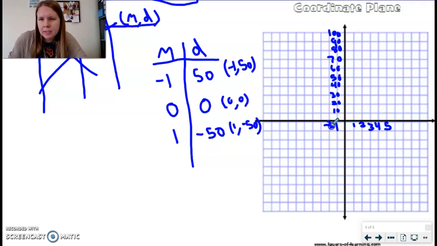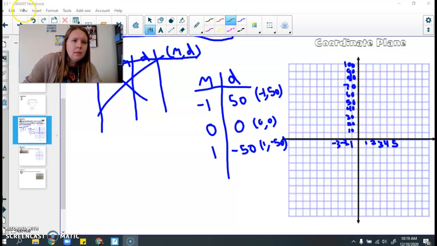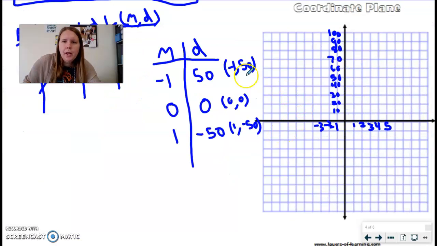And I can label as much and as little as I want, but as long as I can see where things are going. So I'm actually going to grab a different color here. Let's go with green. So we're going to plot the point -1, 50. So again, you start at the origin of 0, 0. I'm going to go over 1, and then I'm going to go up to 50. And it's actually right in the middle of where I wrote 50, which is fine.